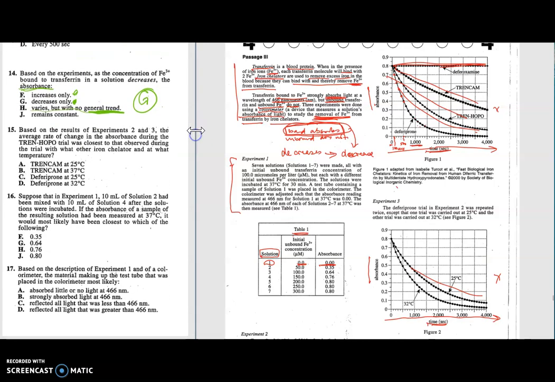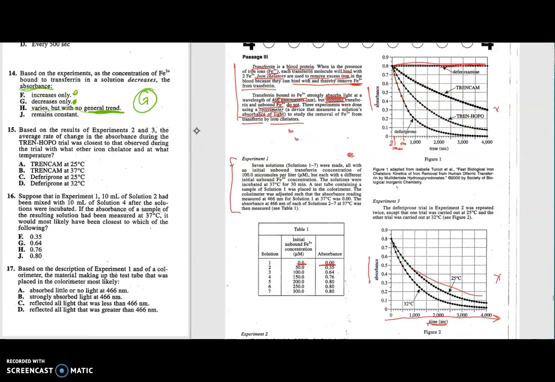Right, already. Based on the results of experiments 2 and 3, let me get rid of all this rubbish. Based on experiments 2 and 3, so we know that's going to be our first step, is to look at these two. The average rate of change in the absorbance during the Tren-Hoppe trial. So Tren-Hoppe is here, okay. So that's number 2, we've done that.